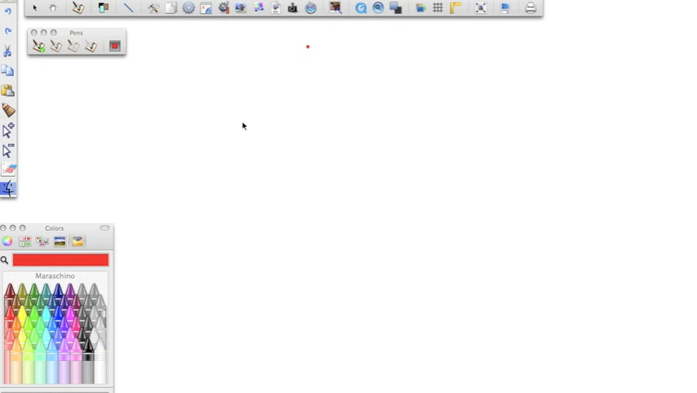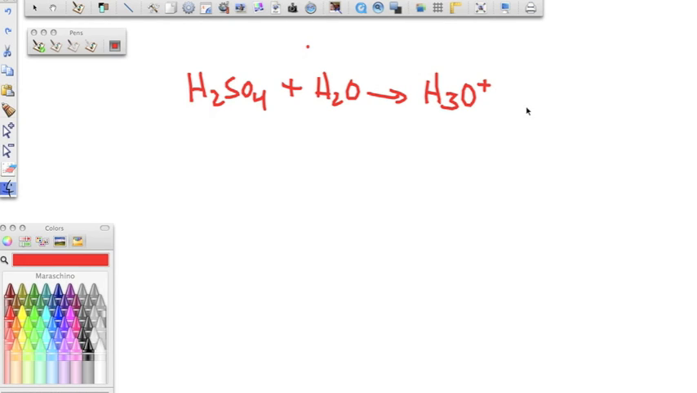All right, guys, let's go over a few problems. First one, we have a reaction. We have H2SO4, and we're reacting that with water. And what we see is it produces a hydronium ion, and it produces a hydrogen sulfate ion. So what you want to be able to do on a question on the test is label what's an acid, what's a base, what's the conjugate acid, and what's the conjugate base.